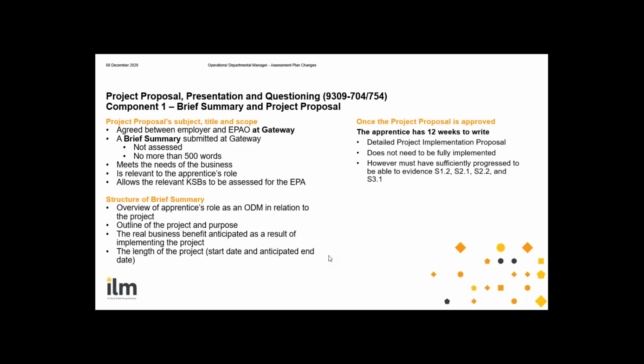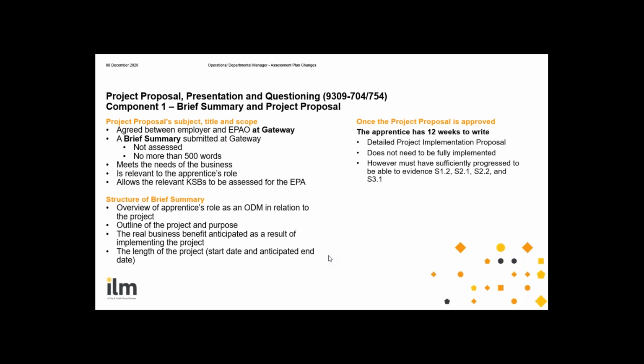In terms of the structure of this brief summary, the assessment plan states that the brief summary should include, first of all, an overview of the apprentice role as an operational departmental manager in relation to the project, and an outline of the project purpose. It needs to include the real business benefit that is anticipated as a result of the implementation of the project, and roughly the length of the project, so start date and anticipated end date.